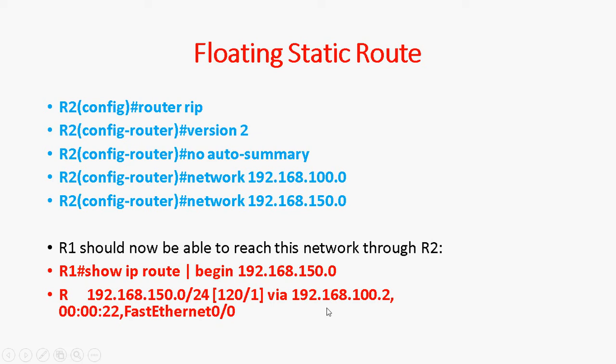Via which interface can I learn this network? That is 192.168.100.2, which is R2. My outgoing interface is FastEthernet 0/0. The first letter indicates which routing protocol you are using. I am using a dynamic routing protocol, that is RIP. That's why it's showing R.